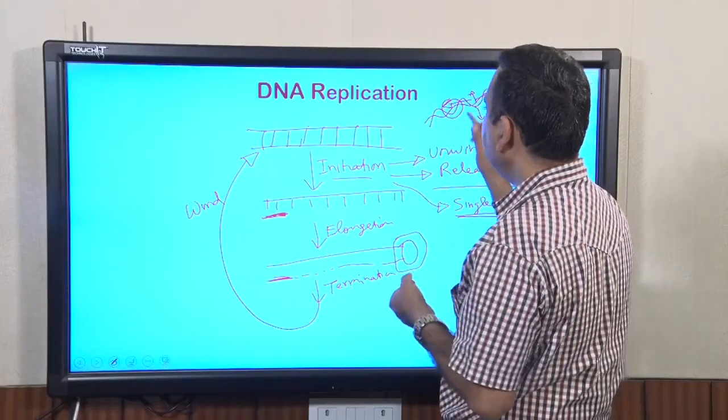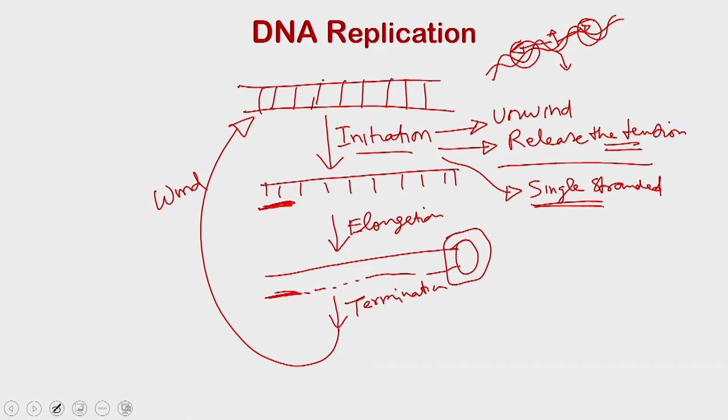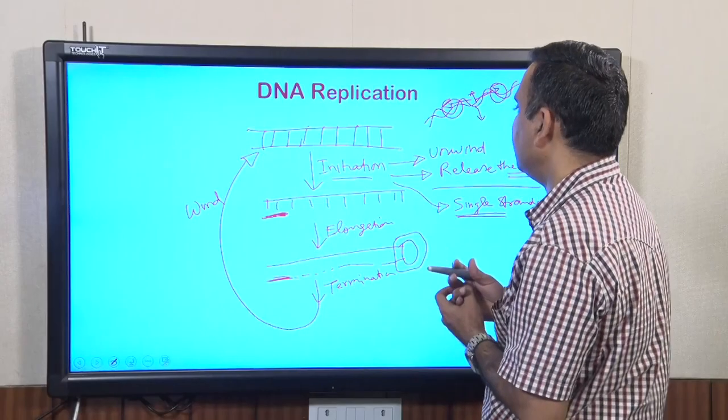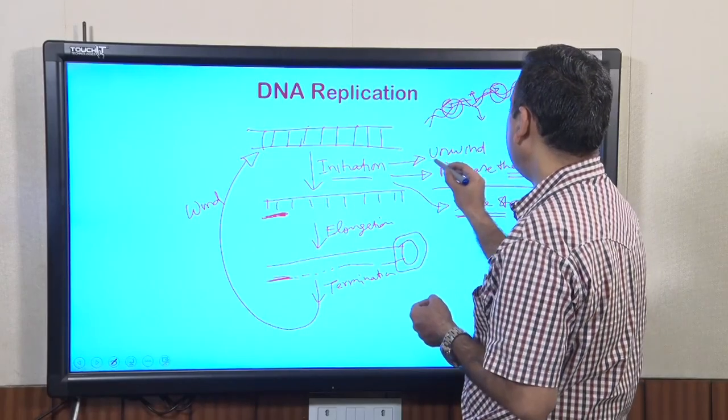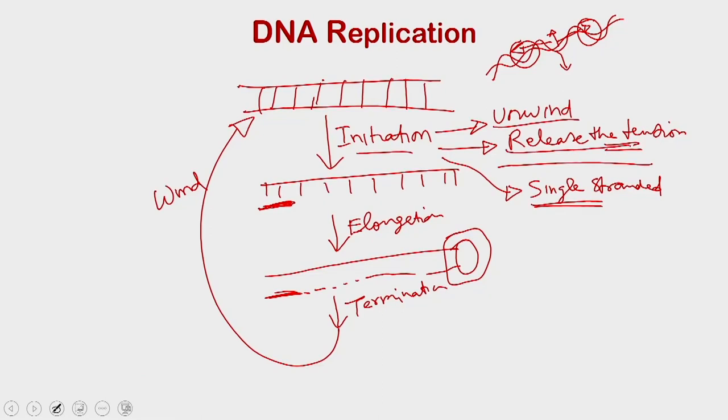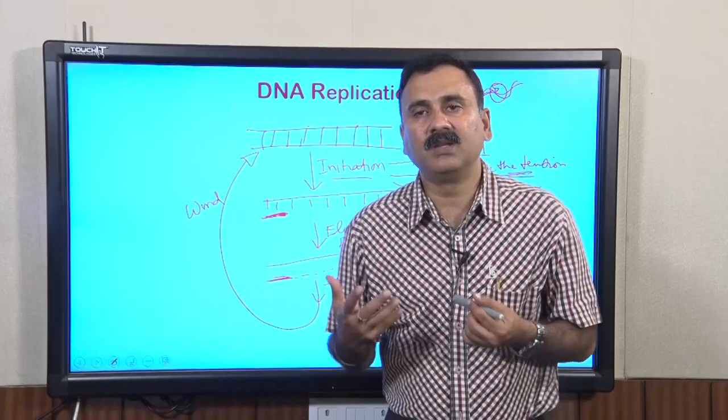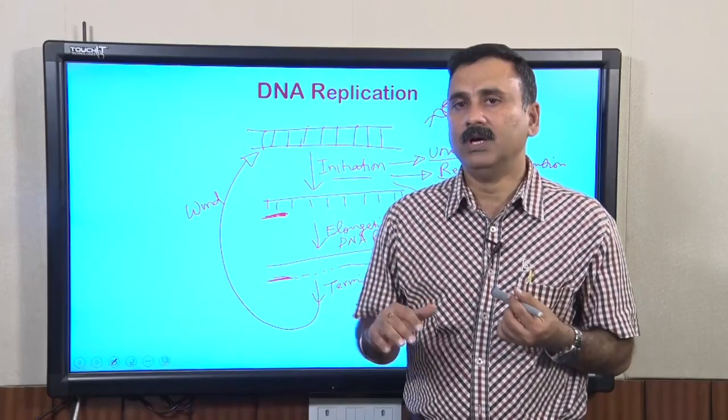So as you can see, DNA replication is a very, very complicated process, where you need to unwind the DNA, you need to release the tension, you have to ensure that the template remains single stranded, and you also need the elongation step where the DNA polymerase is required, and you also need a termination step. All these steps are performed by specific proteins within the prokaryotic or the eukaryotic cells.